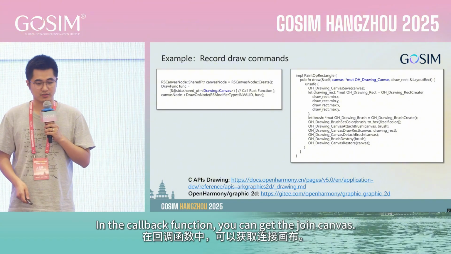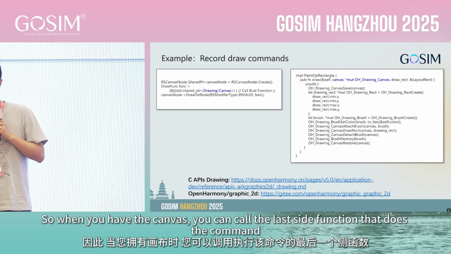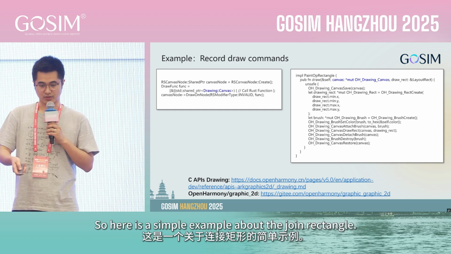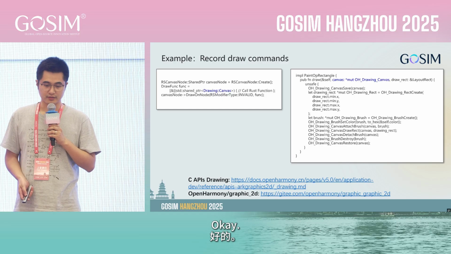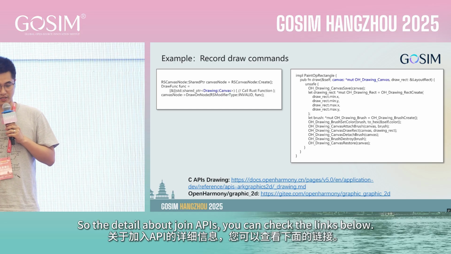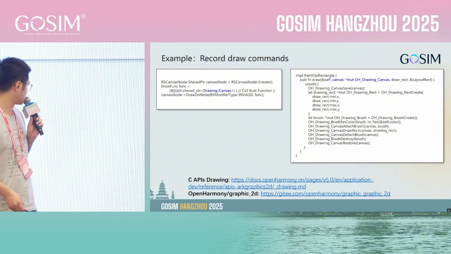In the callback function, you can get the join canvas. When you have the canvas, you can call the write functions that do the command recording. Here is a simple example of drawing a rectangle. Okay, for details about the draw APIs, you can check the links below.